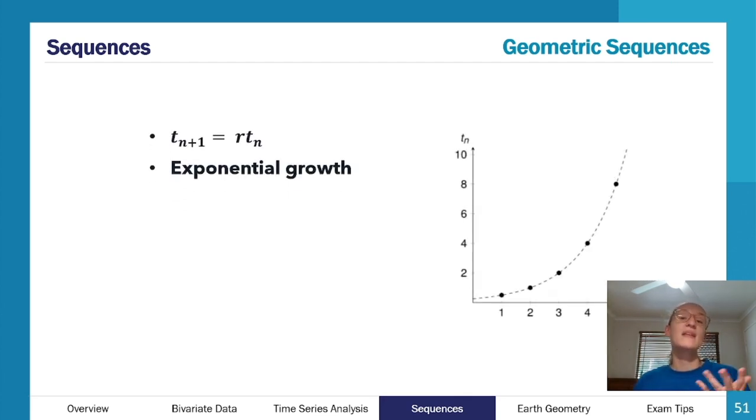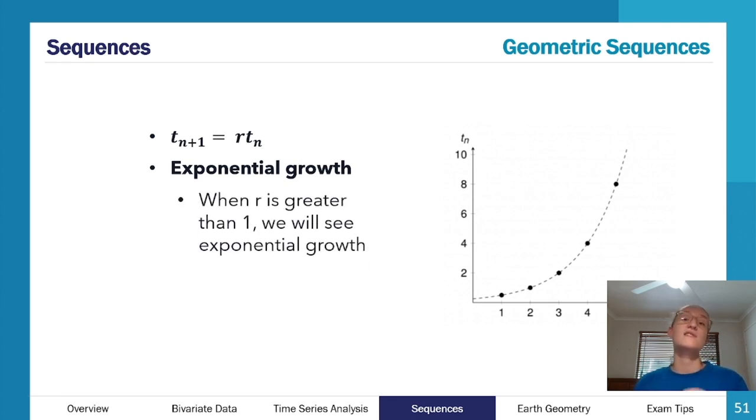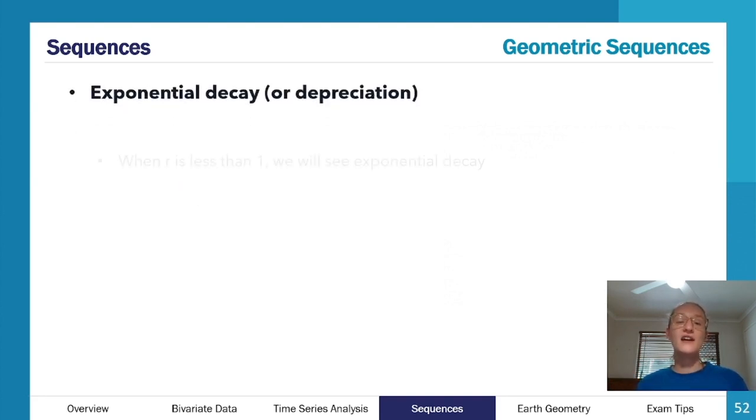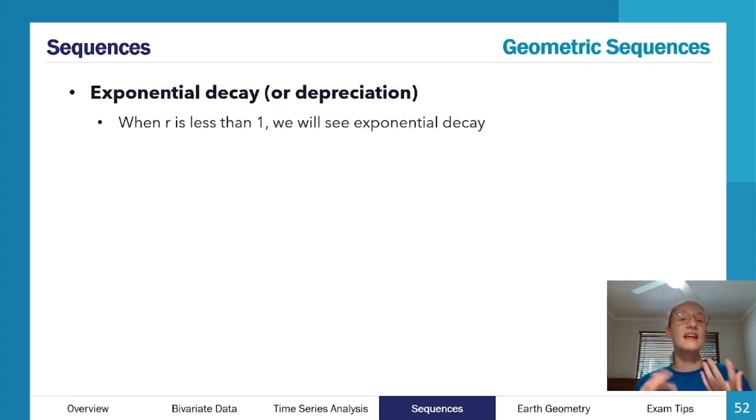So again, exponential growth is what we see in sequences when r is greater than 1. That's when we see our exponential growth. For example, a practical application of that is if we're modeling compound interest. The amount in our bank should hopefully be getting bigger by a certain factor, this r, each time the interest is applied. The other side of things is when r is less than 1, and we see that exponential decay or depreciation. So with arithmetic sequences, if we have a positive common difference, we add 4, and if it's negative, we might take away 5.